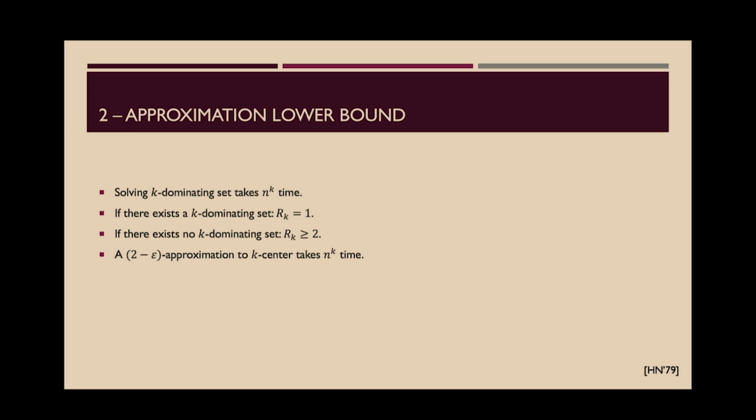A k-dominating set is a k-center with radius 1. So if there exists a k-dominating set, the optimal radius is 1 in an unweighted graph, and otherwise it's at least 2. So anything better than a 2 approximation solves dominating set, which needs n to the k time.